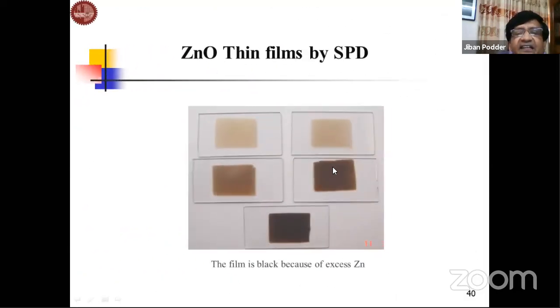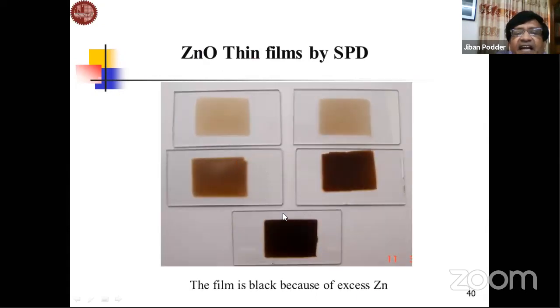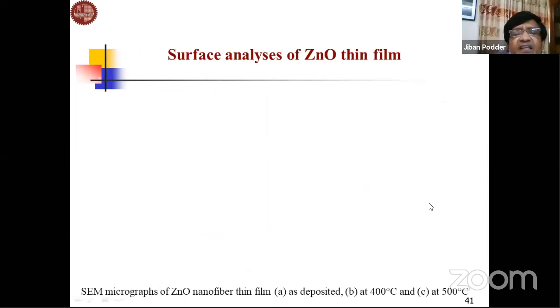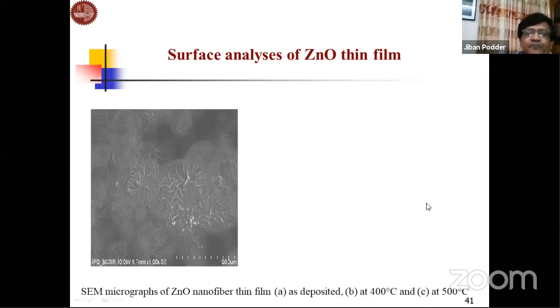Here, these are the substrates. You can see the excess of zinc gives the deep brown color. So on the glass substrates, we have deposited the zinc oxide here. Then you see, this is the zinc oxide nanofiber. Zinc oxide is a very promising material for versatile applications. Here we got the nanofiber structures, deposited at around 250 to 300 degrees centigrade, and then annealed also at 400 and 500 for good compact and homogeneous structures.